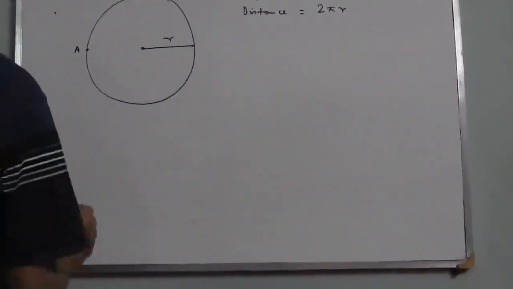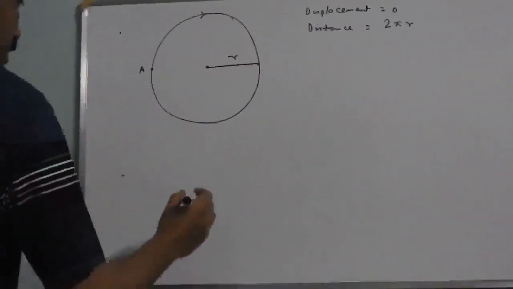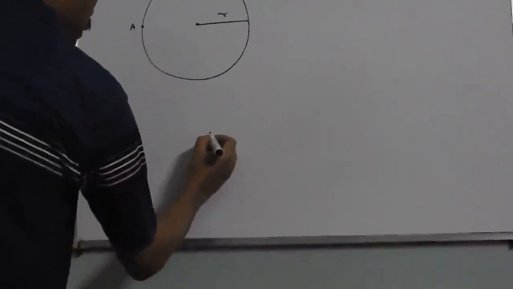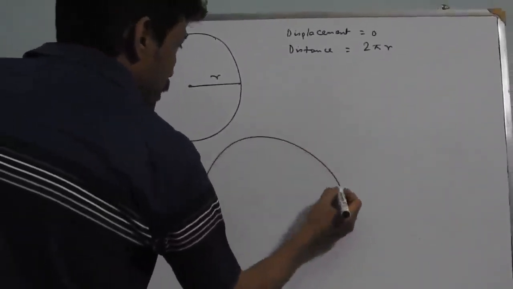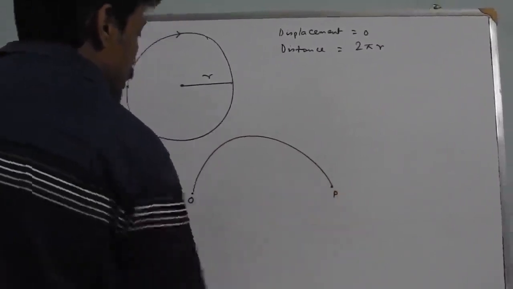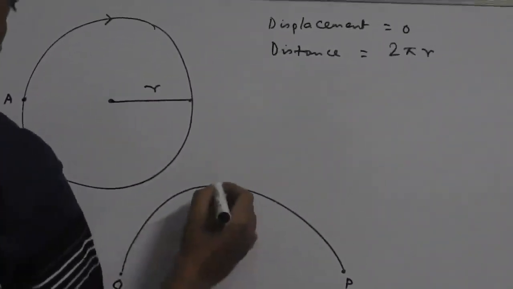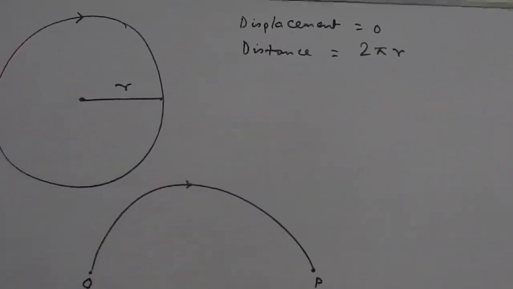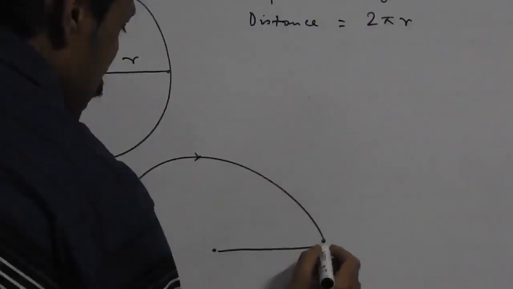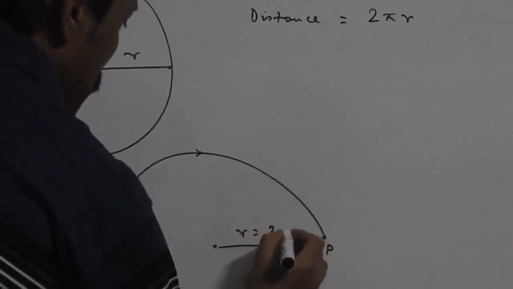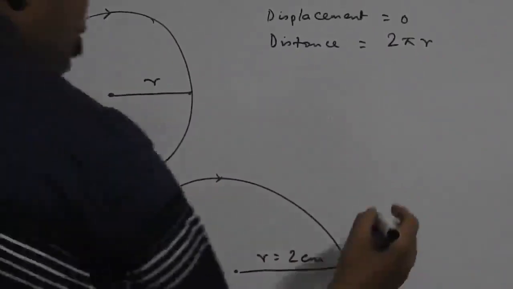Suppose a body moves along a semicircular path. It starts its journey from the point O and reaches the point P. And this arc OP is say a semicircle. It has moved in this specific direction from O to P along a semicircular arc. Say the radius of this arc is 2 cm.